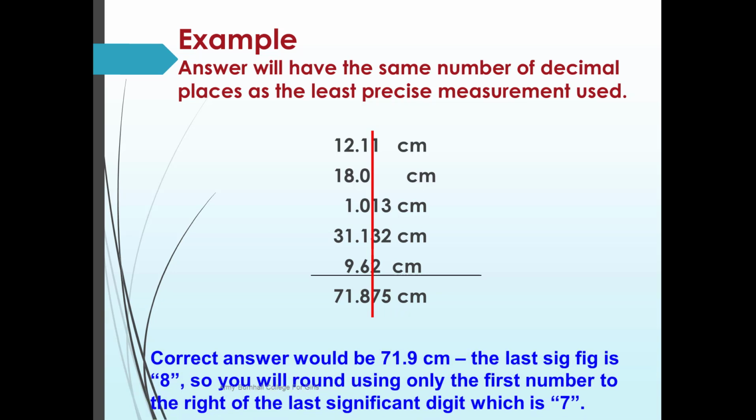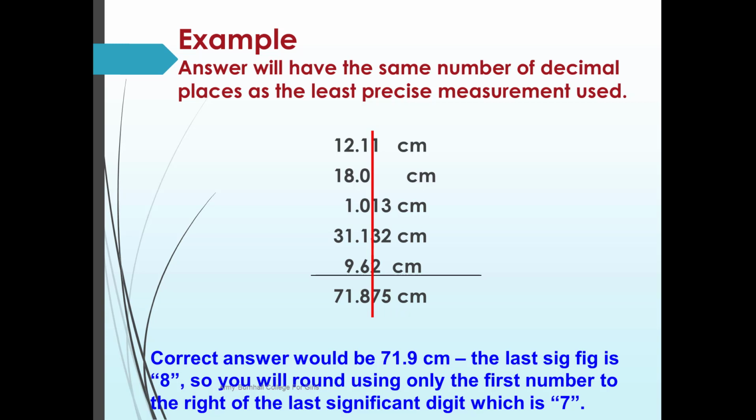the correct answer would be 71.9 centimeter, because the last significant figure is 8, and we will round it off by using the first number to the right of the last significant digit. So we will round it off as 71.8, because after 8 we have 7, so 1 will be added to this 8, and we will get the answer 71.9 centimeter. This is the correct answer.